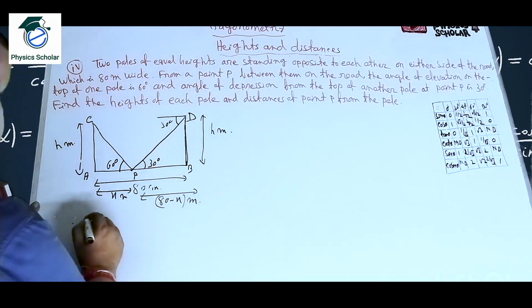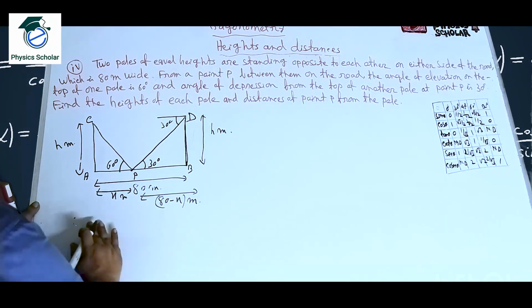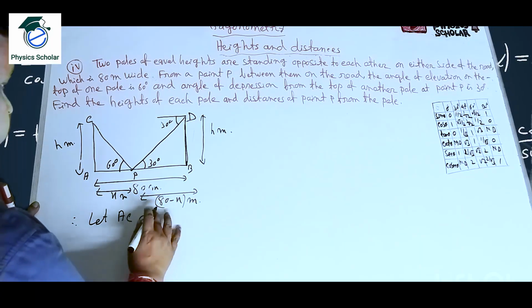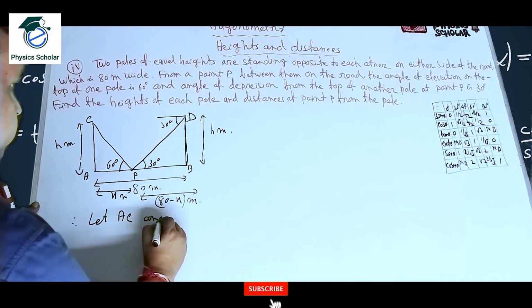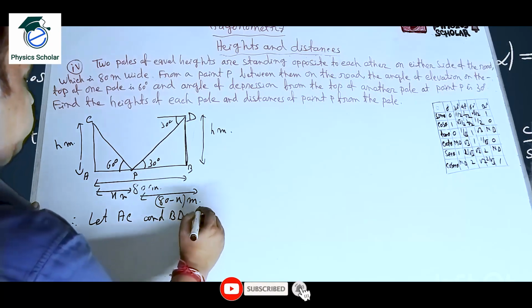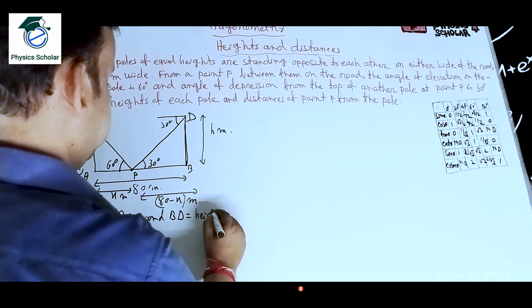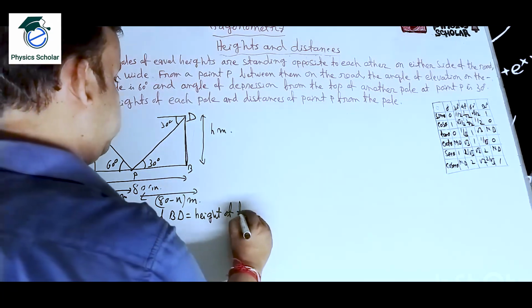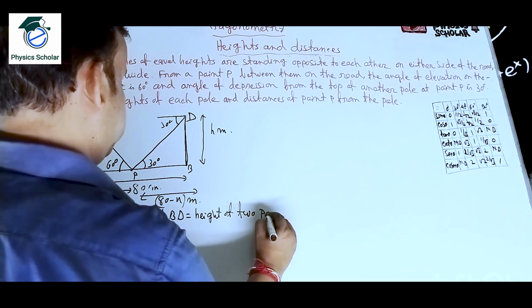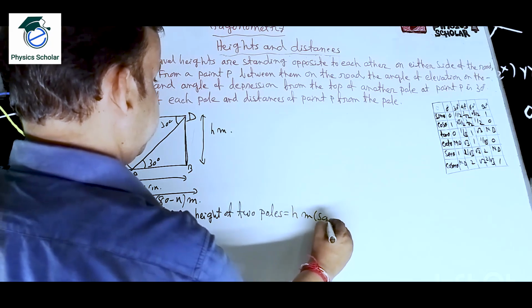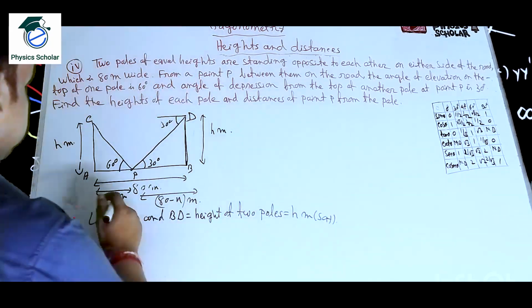So here, let AC and BD, the height of the two poles, be equal to h meters, say. Clear?